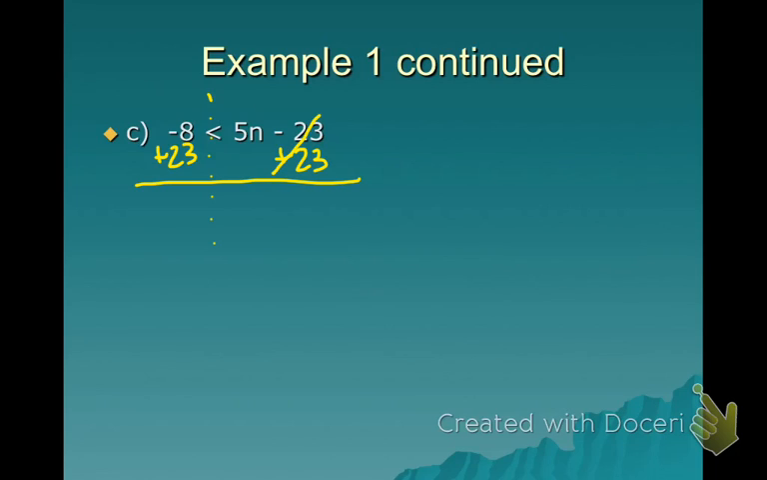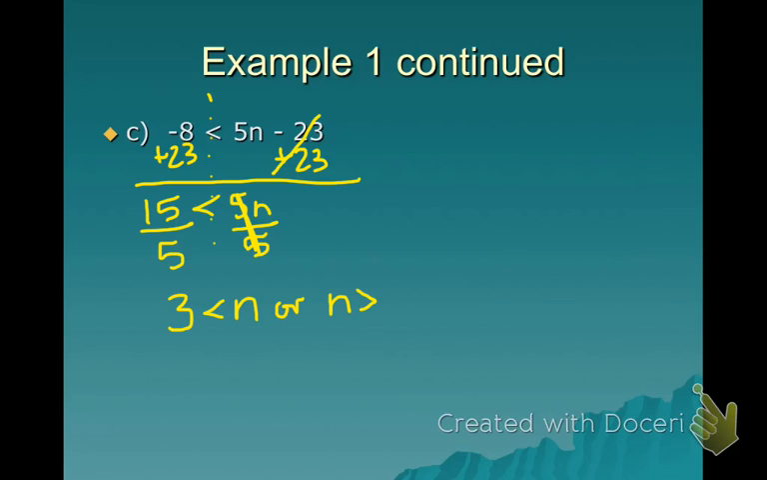All right, negative 8 plus 23 is going to be a positive 15, and that's going to be less than 5n. We are dividing by a positive number. No need to flip the symbol. So 3 becomes less than n, or n is greater than 3. A lot of times having the variable on the left makes it easy to see which way the arrow will point. It's open and it points right.